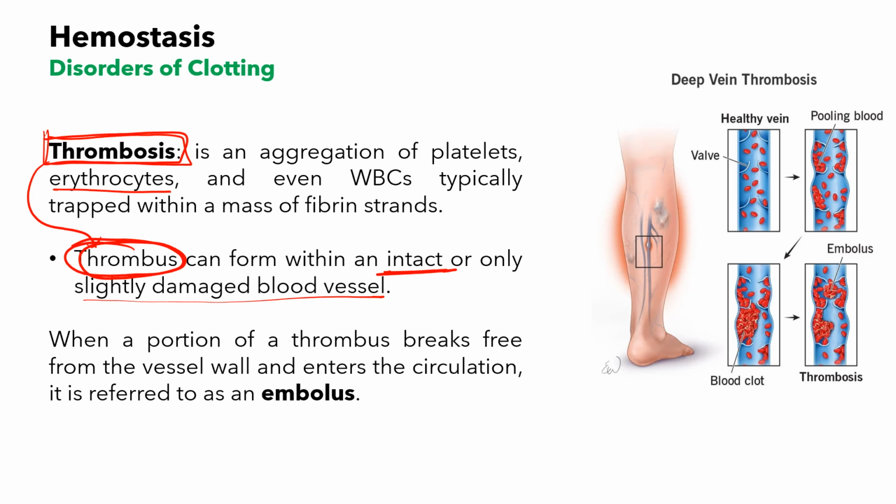What's the difference between a thrombus and an embolus? So an embolus is a thrombus that breaks free and now is traveling through your veins or through your arteries and will reach somewhere. The most important example to remember is DVT, or deep vein thrombosis, which is a disease that increases the risk of developing pulmonary embolism.